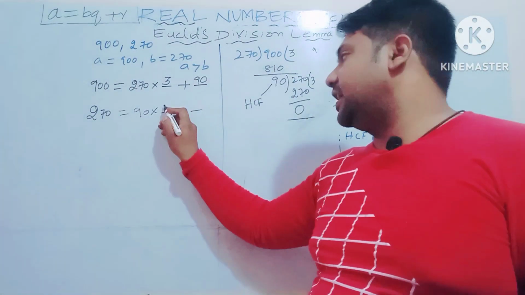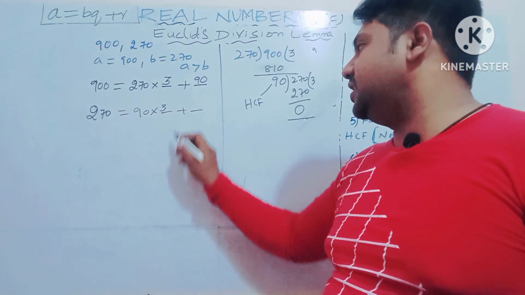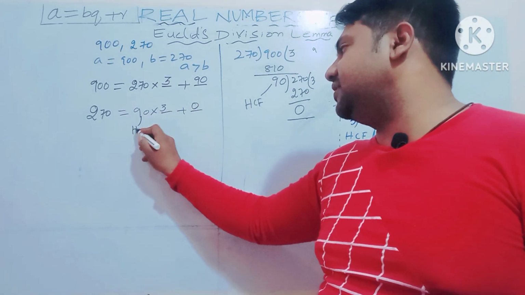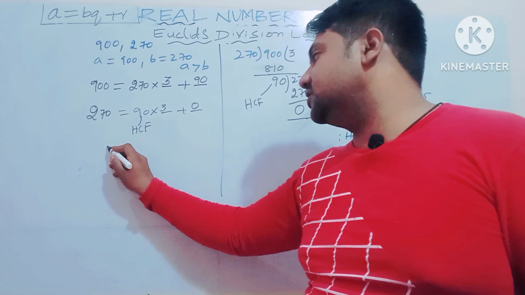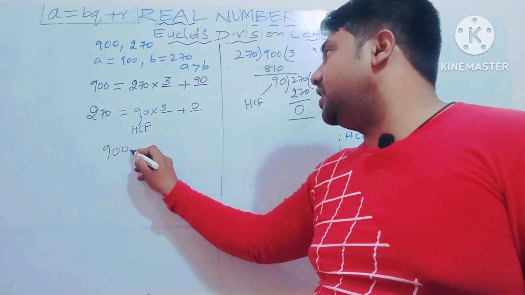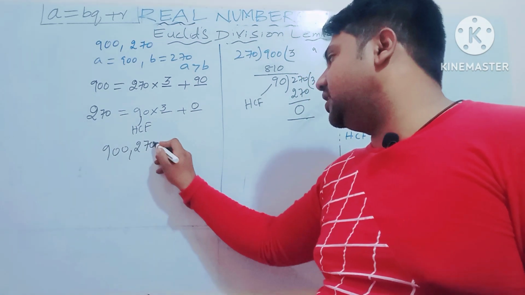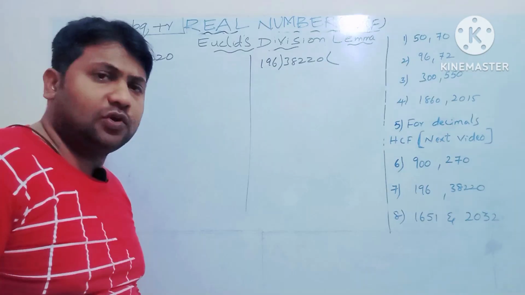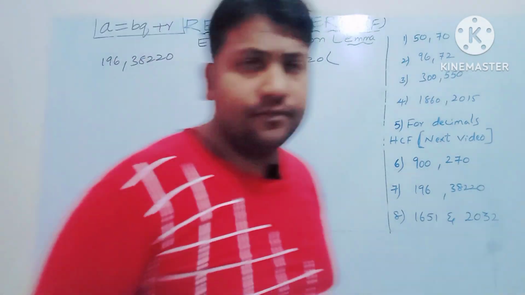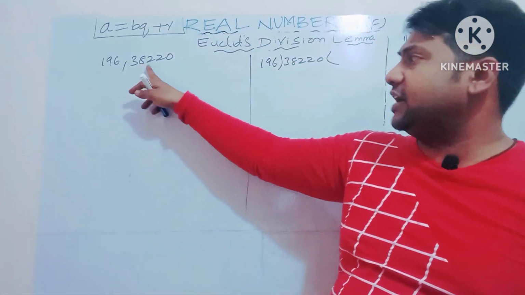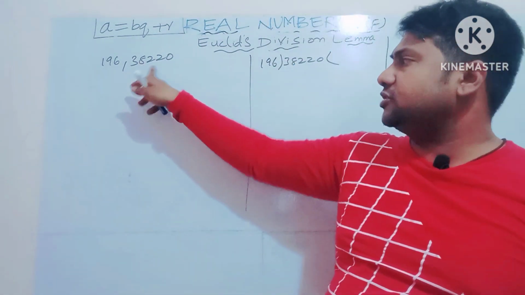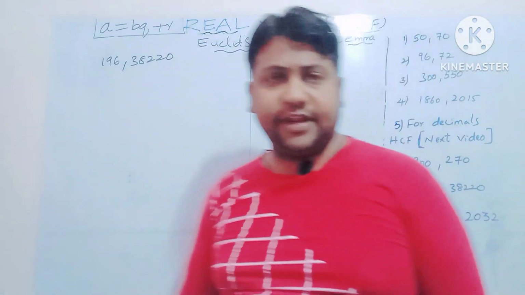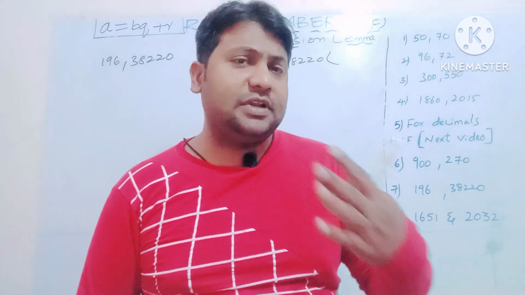So I can write here 90 into 3 is 270. Then the remainder is 0. Then our HCF is 90. That is, HCF for 900 and 270 is 90. So our next problem is 196 and 38220. Let us find the HCF for these two numbers. Ready? If you can do it, please try to solve it.